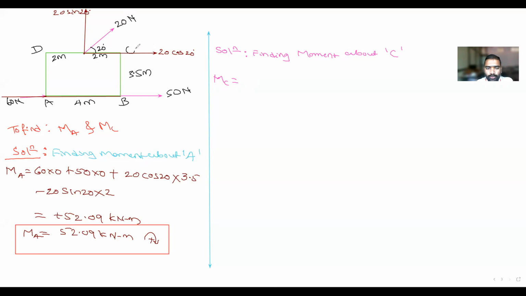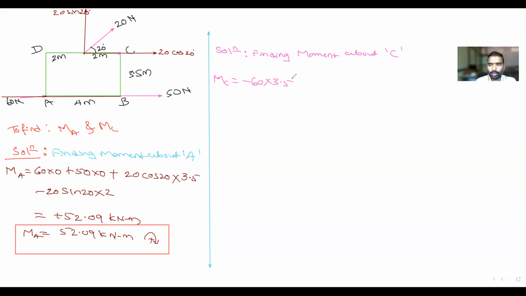I will ask roll number 1 to 10 to reply, others don't reply. So for the moment about C, what do I need to do first? I will have to fix this point. After fixing, which force do I need to consider first? How much is the 60 Newton? About C, I need to find out whether this is producing clockwise or anti-clockwise. Anti-clockwise. That is minus 60 Newton, the force, into the perpendicular distance. This is purely horizontal, so the vertical distance is 3.5 meter.